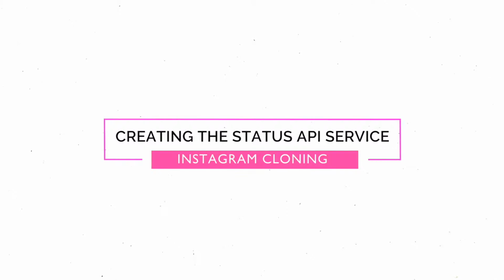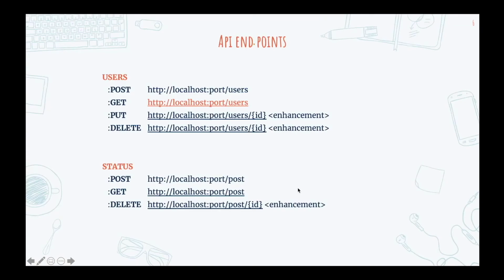So since we are done with our user API, let's start with the creation of our next API service, and that is for the status. And for that we will be providing three endpoints: post to submit status data into our backend, get to retrieve all the statuses from our backend, and delete for deleting a particular status for the user. But that will be an enhancement problem for you guys. So let's start with the implementation of post and get for the status service.